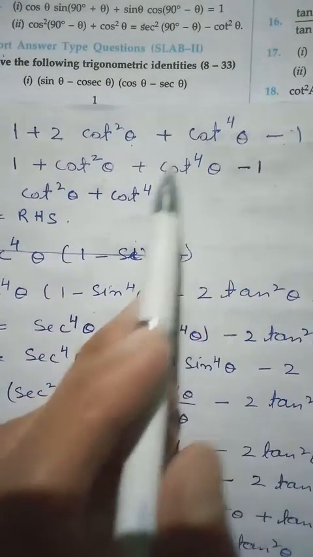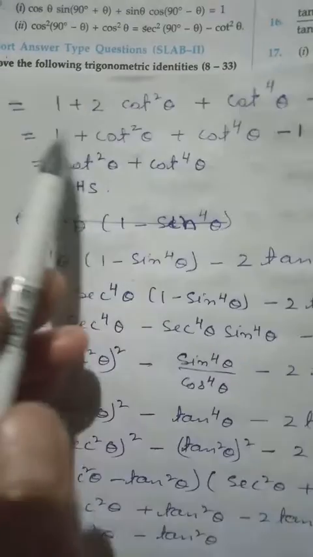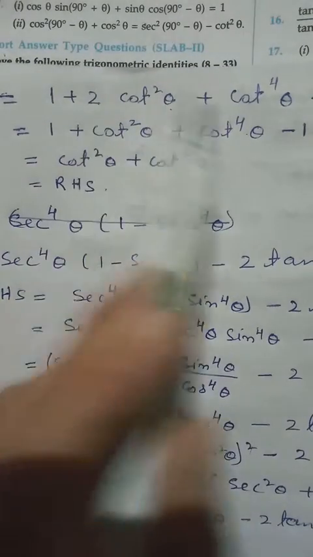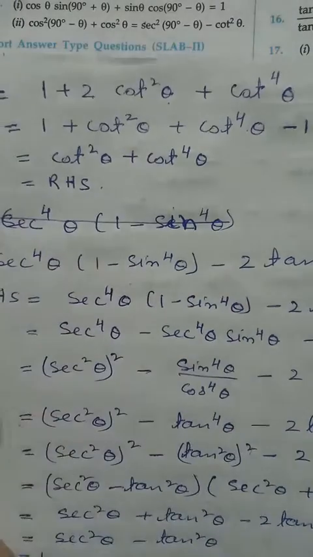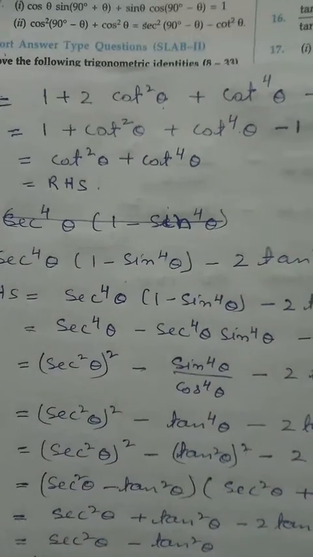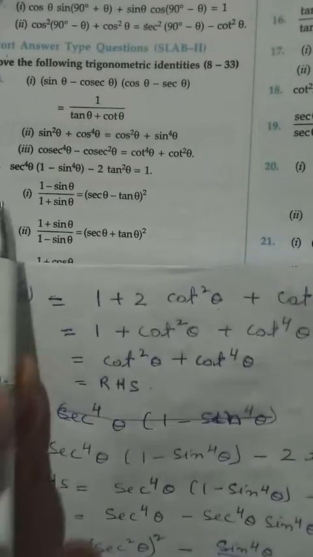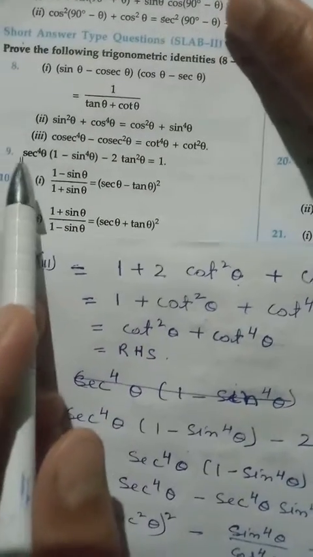Then cot 4 theta, let it be there. Okay, so if we check from the right hand side, we want cot 4 theta plus cot square theta, which we already get. So once we get it, we finish there. So we'll continue next to question number 9.